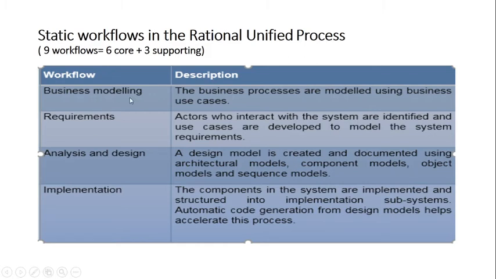So what are these? The first one is your business modeling. We're talking about the core workflows first of all. The business processes are modeled using business use cases. Use cases are the functions or the requirements. The second one is requirement. So you can see it is in a sequence. The first one is business modeling, then requirement, analysis, design, implementation. Remember, in the previous model we have seen implementation was after testing. That installation is known as implementation. But in the RUP model, implementation represents the coding, right? The nomenclature used here for coding is implementation, right?